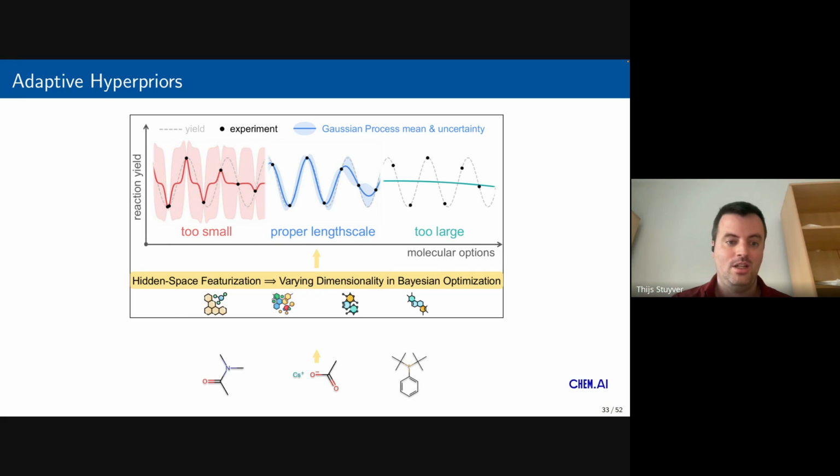But then the question is, how do we actually achieve that? And for that, we introduced an adaptive hyperprior, which basically scales with the square root of the dimensionality. And so that ensures that most of the time we end up in the proper length scale regime, and we don't end up with too small length scales and too large length scales, which you inevitably end up with if you use just a fixed hyperprior, fixed length scales without taking the dimensionality into account.